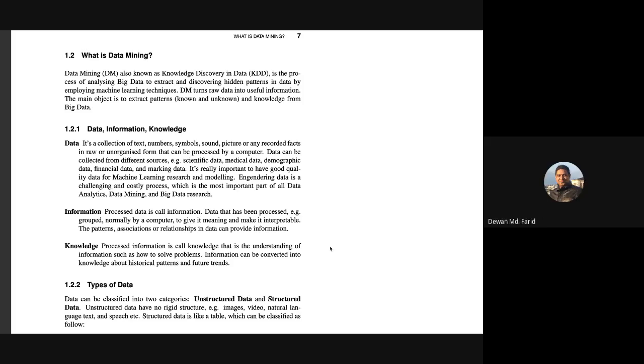The first 2 steps are very important: data collection and data preparation. In data preparation, there are 3 steps. One is called exploratory data analysis. The second one is called data preprocessing, and the third one is called data splitting, right? Is it clear?